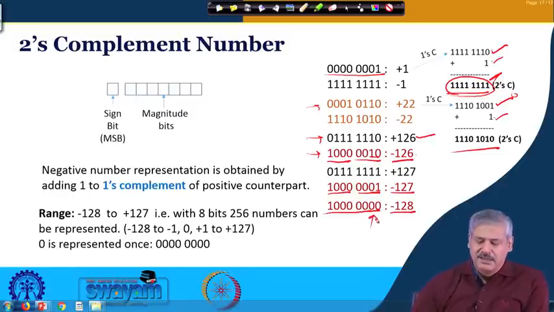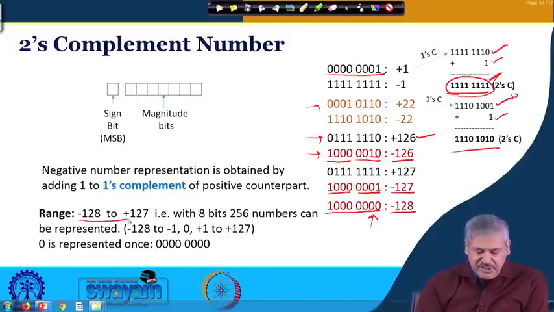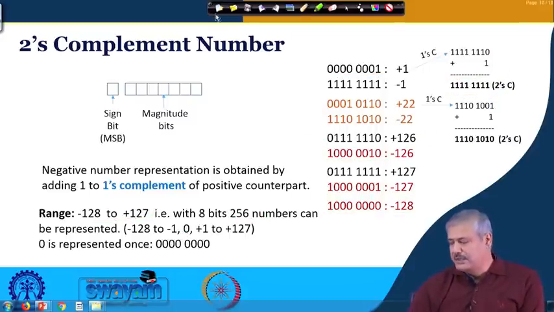That is the 2's complement representation of minus 128. So, the range here becomes minus 128 to plus 127, and within that there is a 0. So, 256 numbers can be represented by this.